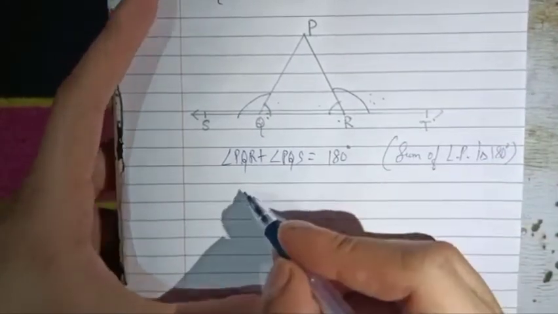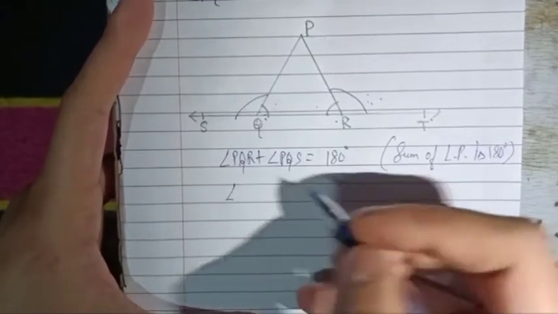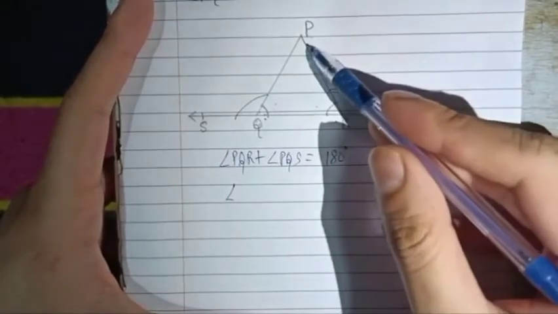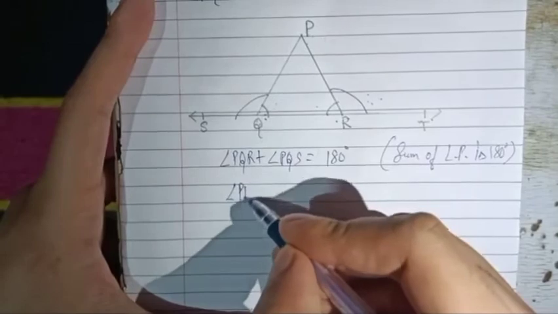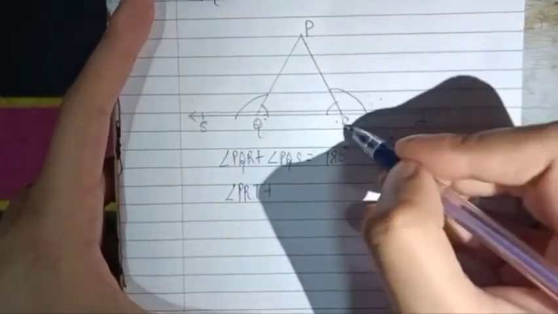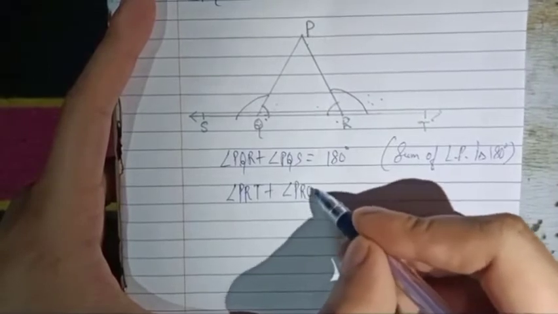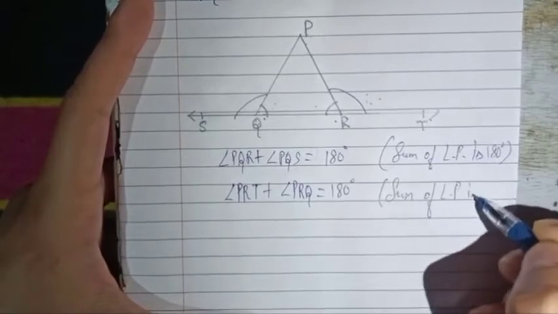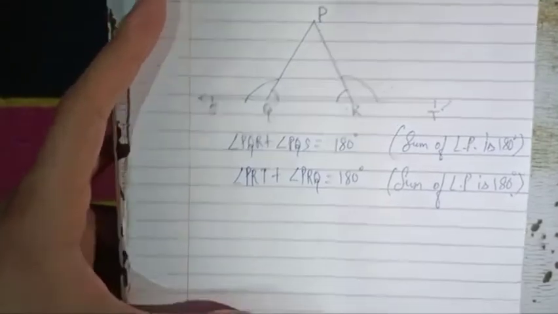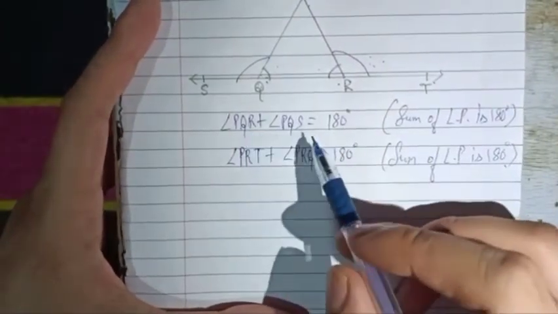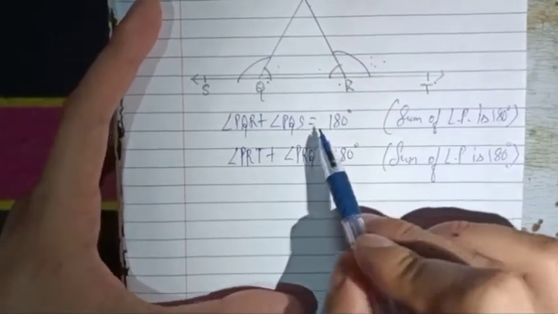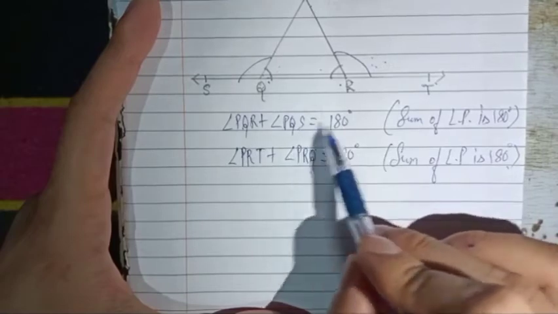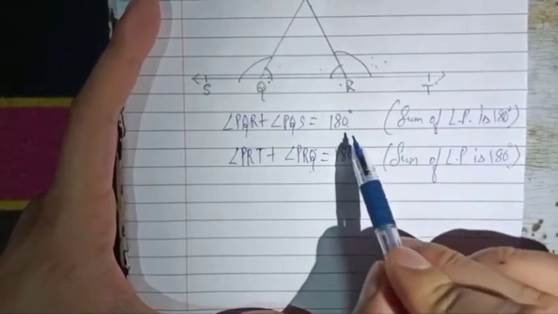Now angle PQR and PQS is 180 degree, that we have written. In the same way, angle PRT plus angle PRQ is equal to 180 degrees. Same reason you will put here, sum of linear pair is 180 degree. Now both the sums of the angles are given as 180 degree. The angles are different but their sum is same. That means the right hand side of both the equations is same.